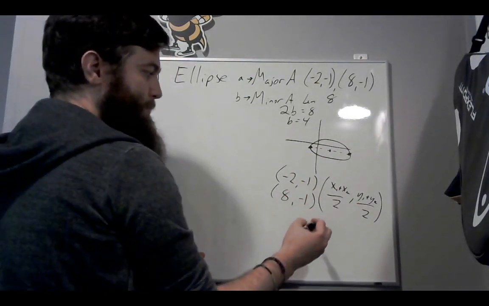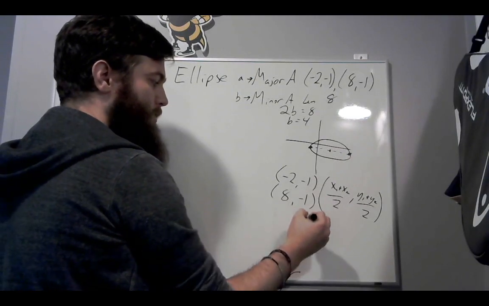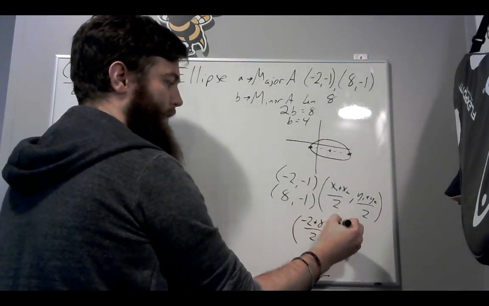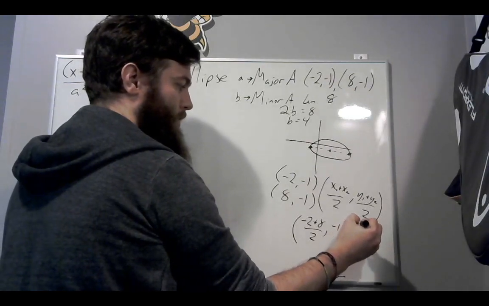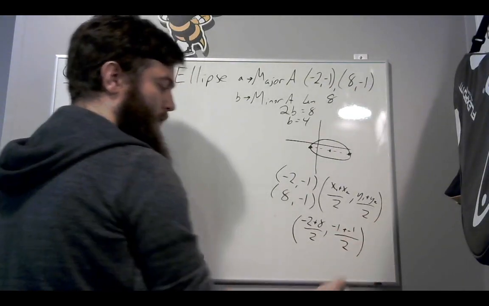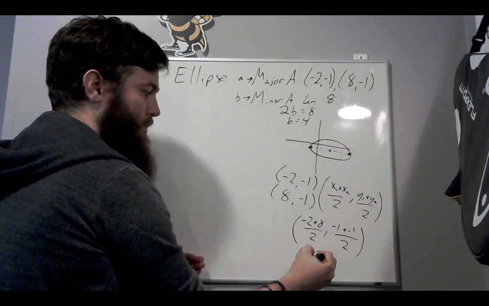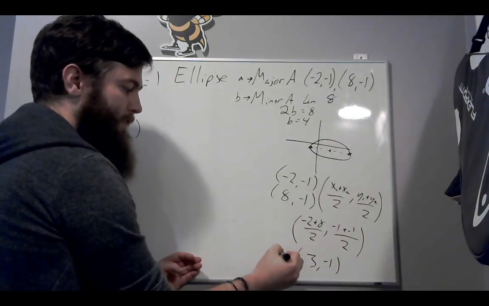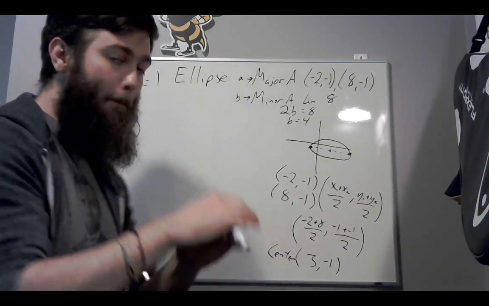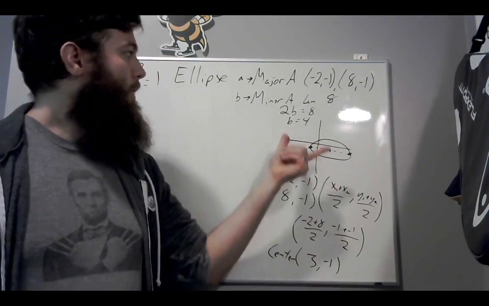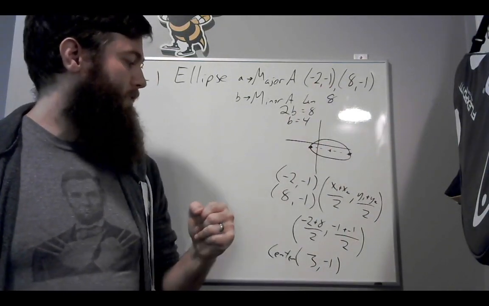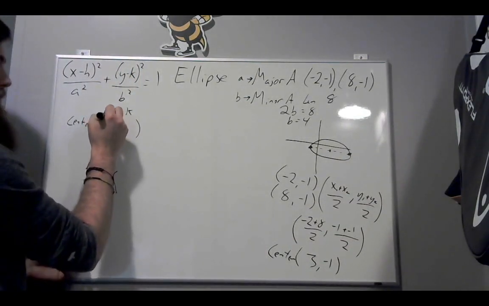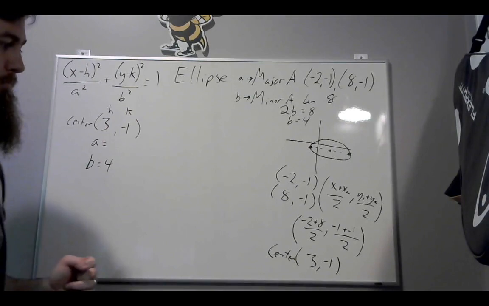So doing this piece of information, this would be -2 plus 8 over 2 and -1 plus -1 over 2. So this gives me the point (3, -1). So this is my center, because again, I found the middle, the center, between these two major axis endpoints. So we just found our center to be (3, -1).